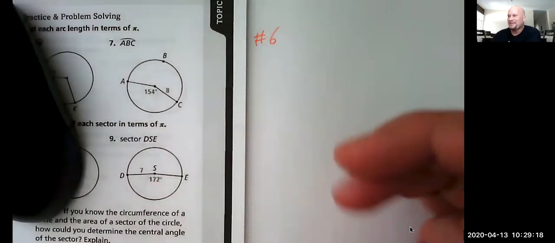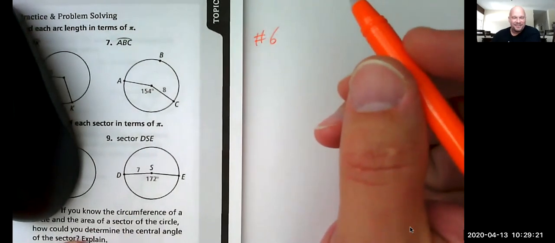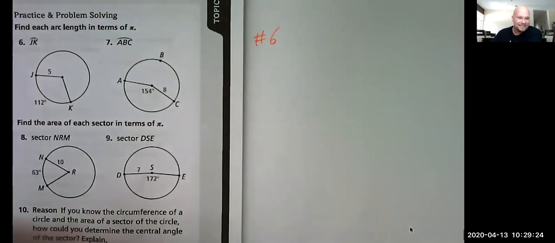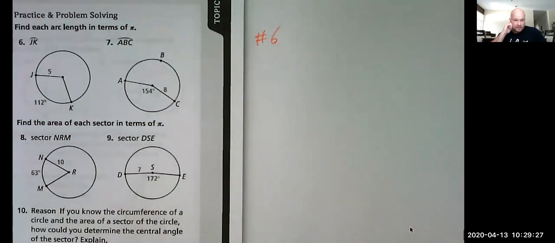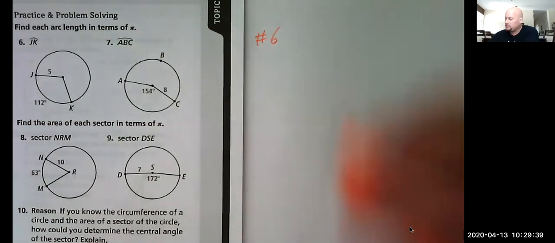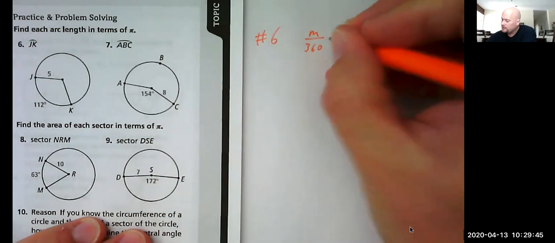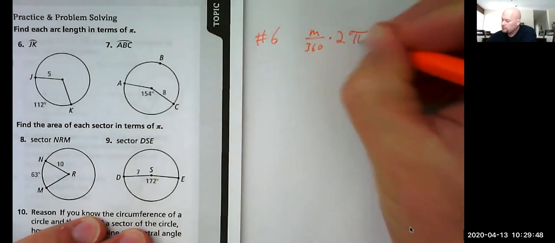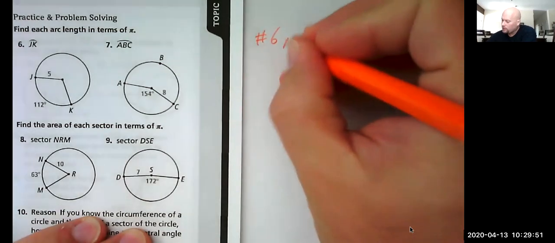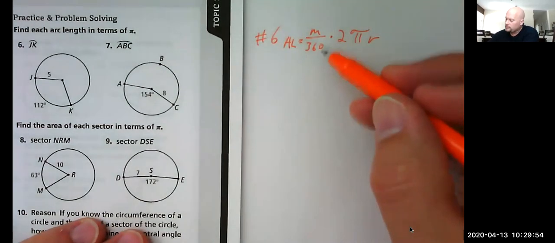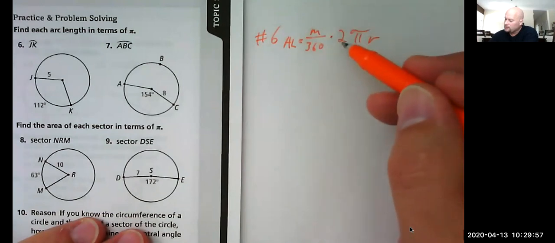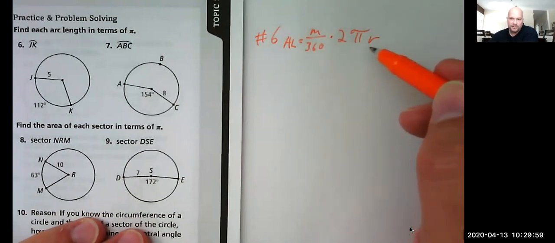All right, moving on. So on number 6, my bad, we got an arc that we can do one of a couple ways. They want us to find each arc length in terms of pi. So on this one, I would just use the formula that's already in degrees, which was m over 360 times 2 pi r. This was our formula for arc length. So arc length equaled m over 360, which is the fraction of the circle we're using, times 2 pi r. 2 pi r, that's the circumference of the circle.